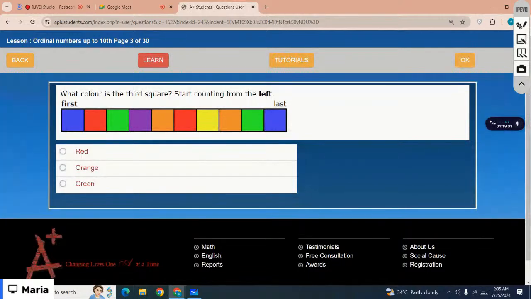Okay, what color is the third square? So, which is the correct option? The third square is, yes, green. The correct option is green.